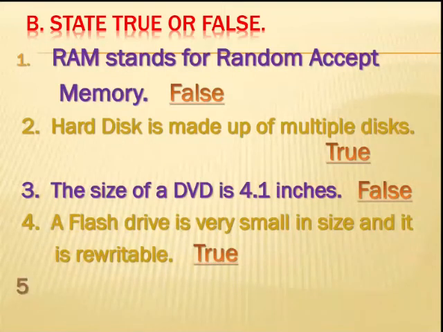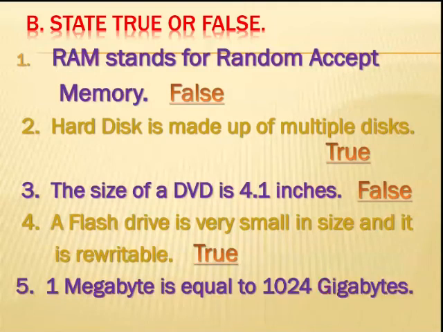Fifth one is, 1 megabyte is equal to 1024 gigabytes. So 1 megabyte is equal to 1024 gigabytes. No, because it's KB, that is kilobyte. So the given statement is false.